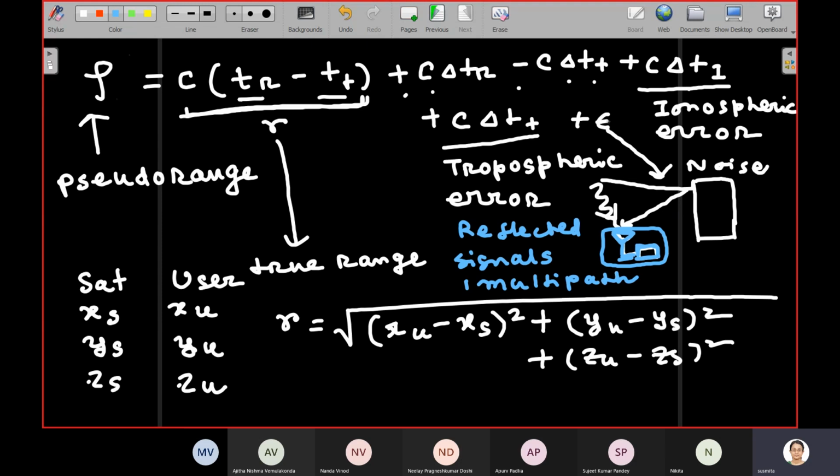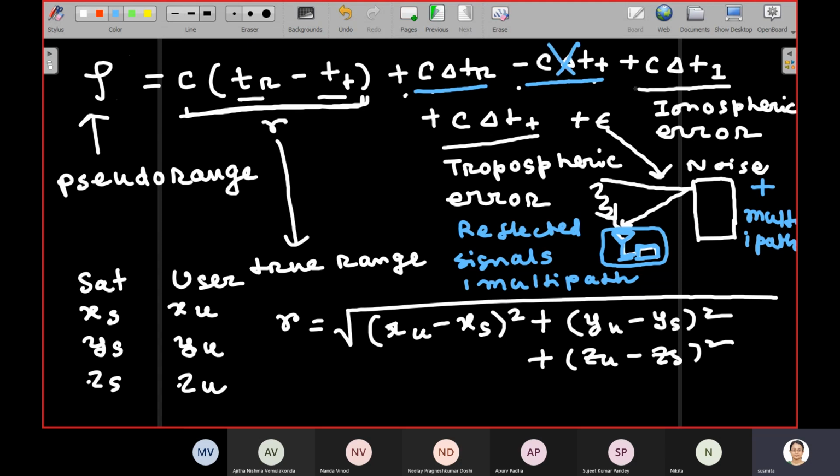Okay, and then in epsilon we have noise plus multipath. Both are statistically modeled. We cannot have any deterministic model for these two terms, noise and multipath. We need to model them statistically. This is estimated. This is corrected based on information given in the navigation data. So we assume that this is corrected.